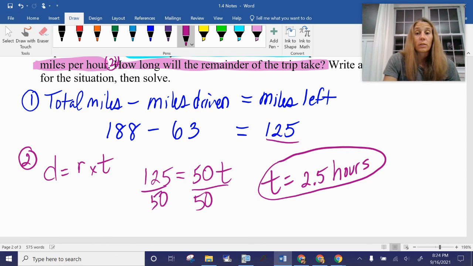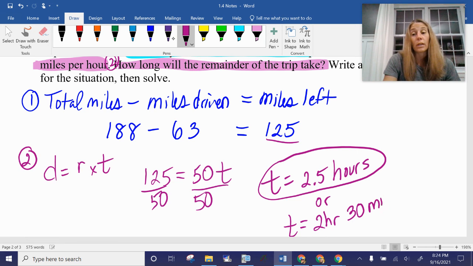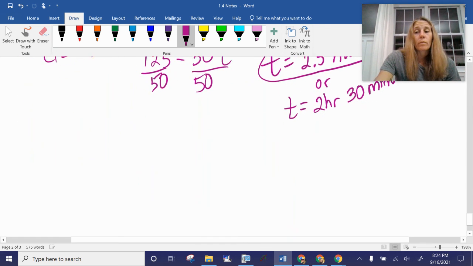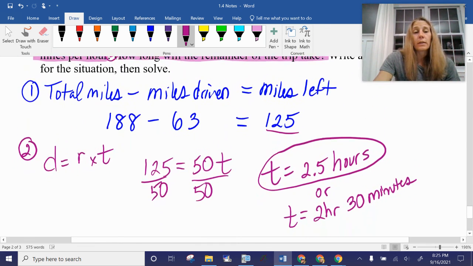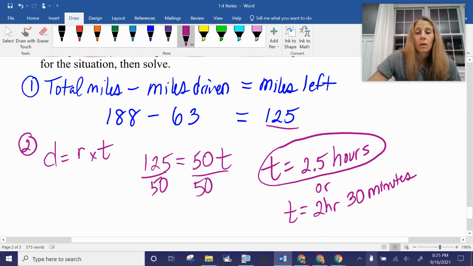Now, just a little reminder, sometimes they give you the time in hours and minutes, not 0.5 of an hour. If that were to happen, it would be 2 hours and 30 minutes. You would just take half, or 0.5, of 60 minutes, and then you know it's 30. All right, and that's it for our lesson today on the verbal models.